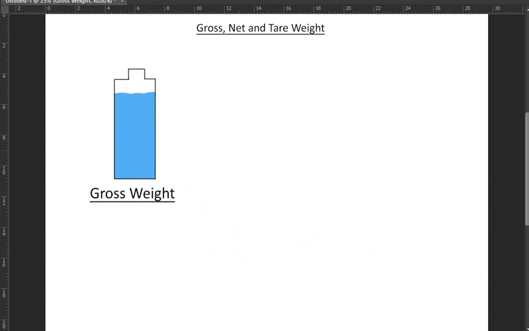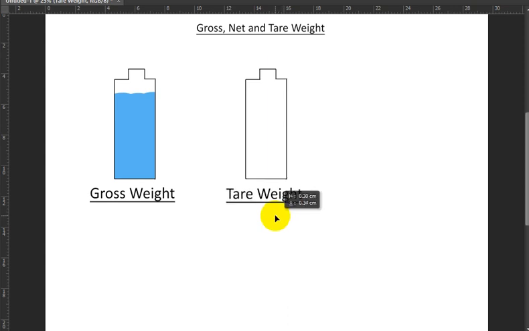But what if I were to empty out the contents, meaning I were to empty out the water and I was left with only the container, only the bottle, and I weighed that? What I would get then is the tare weight. So the tare weight is the weight of only the container.